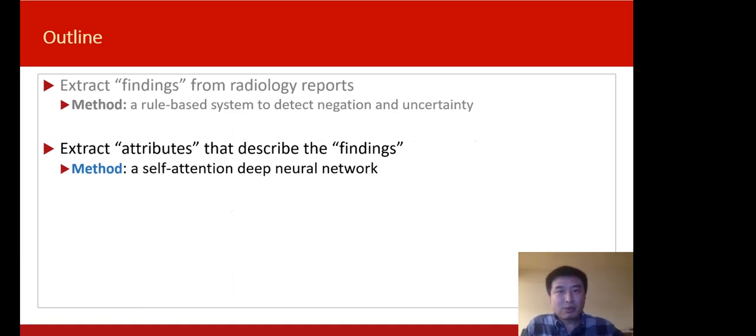In the next steps, we want to extract not only the findings, but also the attributes that describe those findings, such as the finding size or its location. In this way, we can probably construct datasets with richer information, and we believe such richer information will be more valuable for medical image analysis. Therefore, in the second part of my talk, I will describe a work that uses a deep learning method to construct such datasets with richer information.